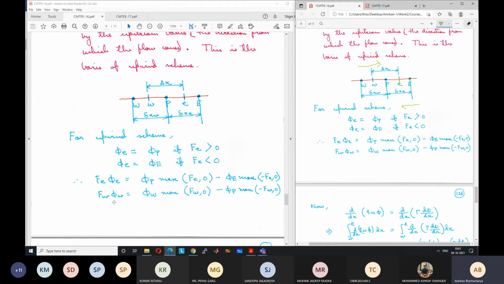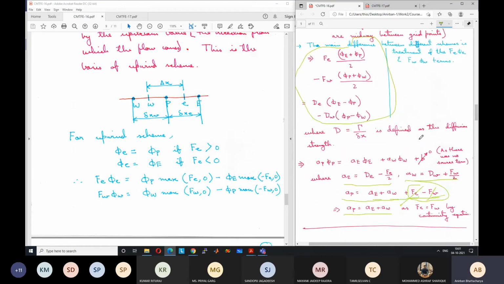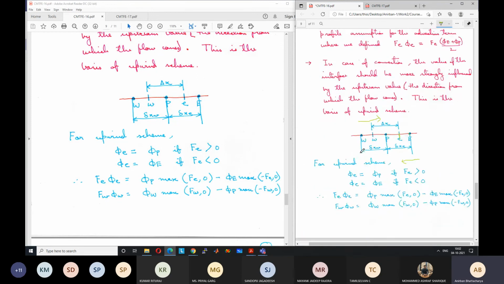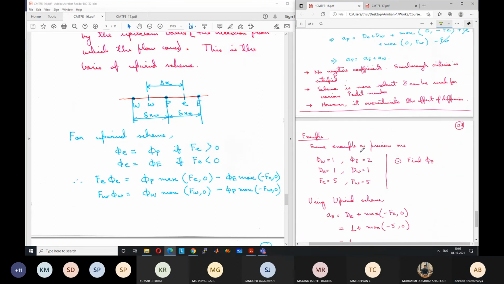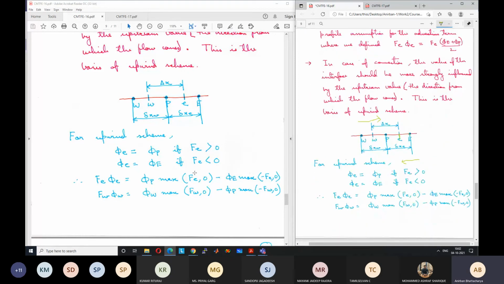So we can write this in this way, Fe phi e. Okay. Remember, we are trying to interpolate this Fe phi e, right? In our equation, we have Fe phi e and Fw phi w. So we want to replace this Fe phi e. Previously, we had replaced like this, but this has not worked out in all cases. So now we want to replace them in a different way. And this upwind scheme tells us that Fe phi e is equal to phi p max of Fe comma 0 minus phi e max of minus Fe comma 0. Let us try to understand this.